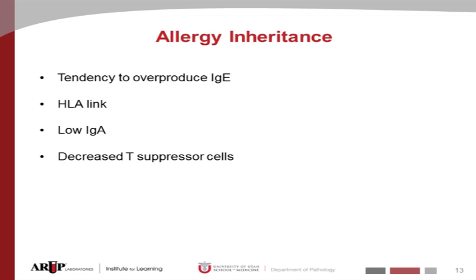Also, decreased T suppressor cells. The control of producing IgE antibodies is actually held under suppression by the T suppressor cells. So if you don't have as many of those, your cells are more likely to continue producing the IgE.